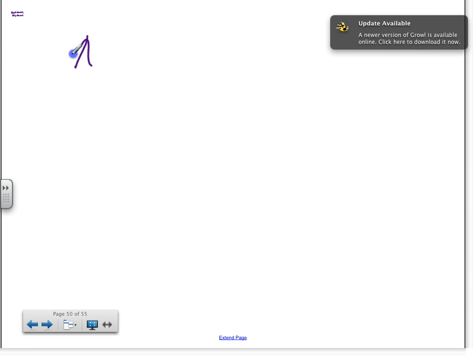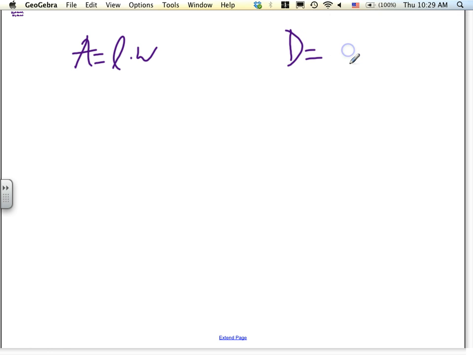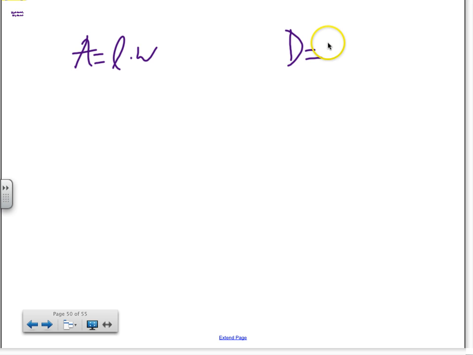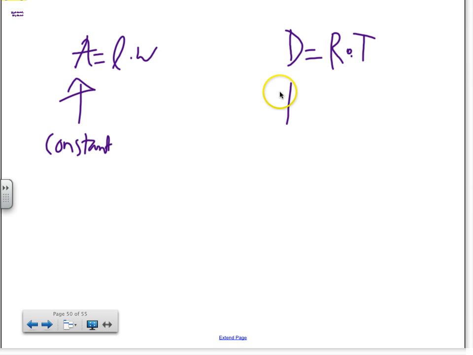First case, I have area equal length times width. Second case that I gave you talks about distance equal r times t. Okay, now, what's similar is this, that the area stays the same. So I'm just going to use the word constant in that place. And the distance in this case stays the same in both problems, right?